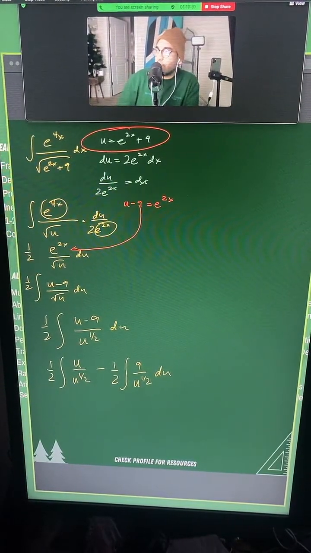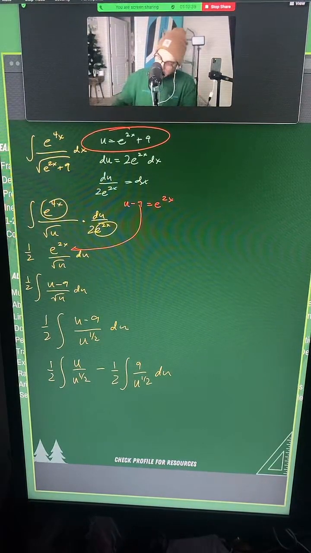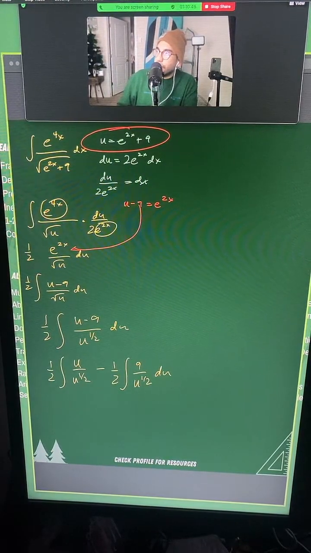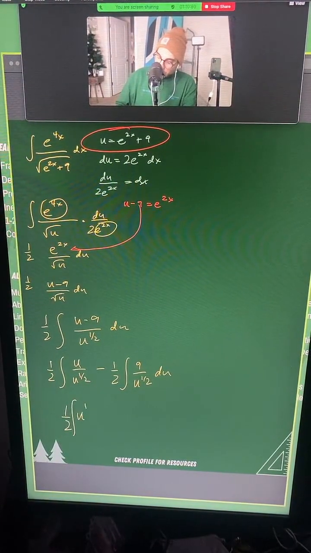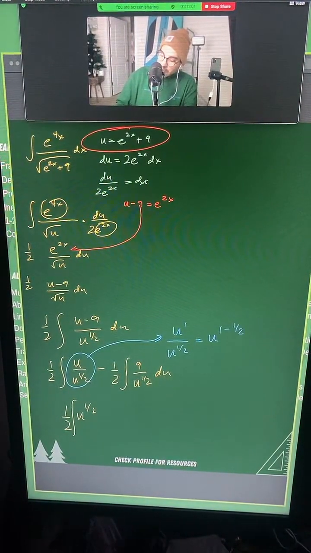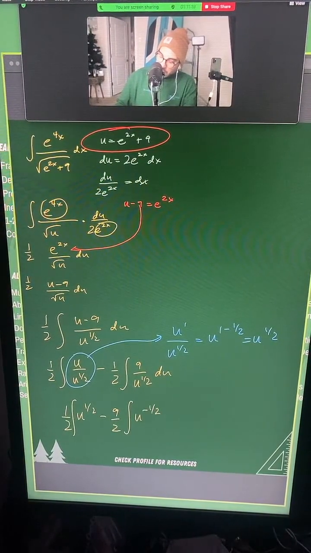What do you guys think I should do with that first term? I should definitely combine it. What do I do to the powers? Definitely simplify. Definitely subtract. Let's go ahead and do that. 1/2 integral of u to the 1/2. Now, that first one, how did I turn that into u to the 1/2? Well, u has a power of 1 on top, u to the 1/2 is on the bottom. When we subtract this, this is u to the 1 minus 1/2, so u to the 1/2. And then minus 9 over 2, integral of u to the negative 1/2 du.